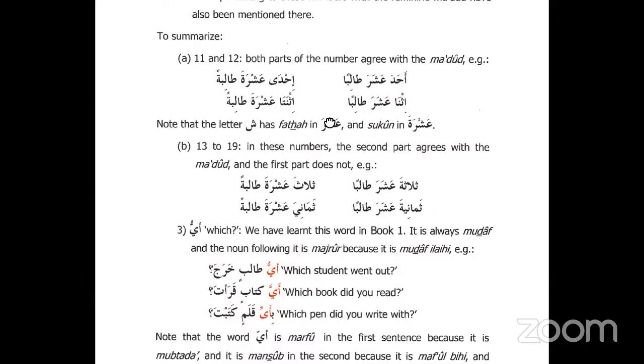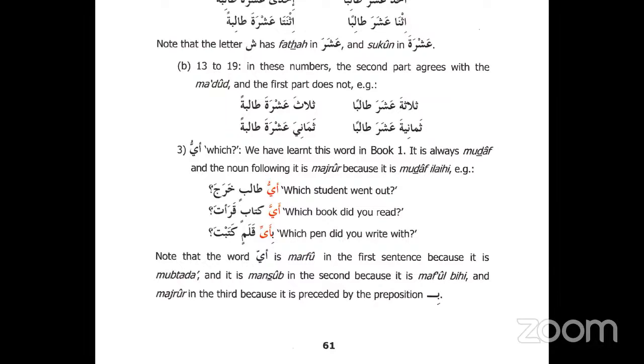13 to 19, in these numbers, the second part agrees with the maʿdūd and the first part does not. Salasata ashra taliban. Salasa ashrata talibatan. Samaniyata ashra taliban. Samaniya ashrata talibatan. Ayyu, which we have learned in book 1, is always mudaf and the noun following it is majroor because it is mudaf ilayh.